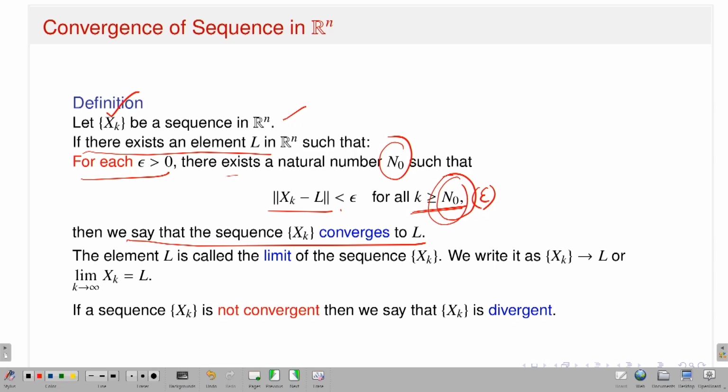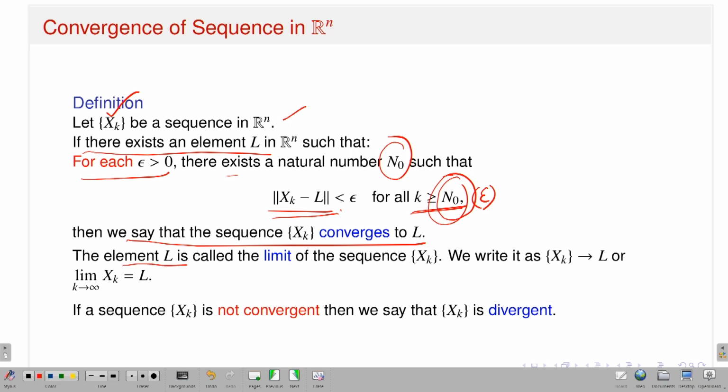So, I have a sequence capital Xk. I will say that the sequence capital Xk in the n-dimensional Euclidean space converges to capital L if, given epsilon, there exists a positive number N naught such that norm of Xk minus L is less than epsilon for all k greater than or equal to N naught. That means I can make the distance between the limit L and the elements from the tail of the sequence very small, and then I will say that this sequence is convergent.